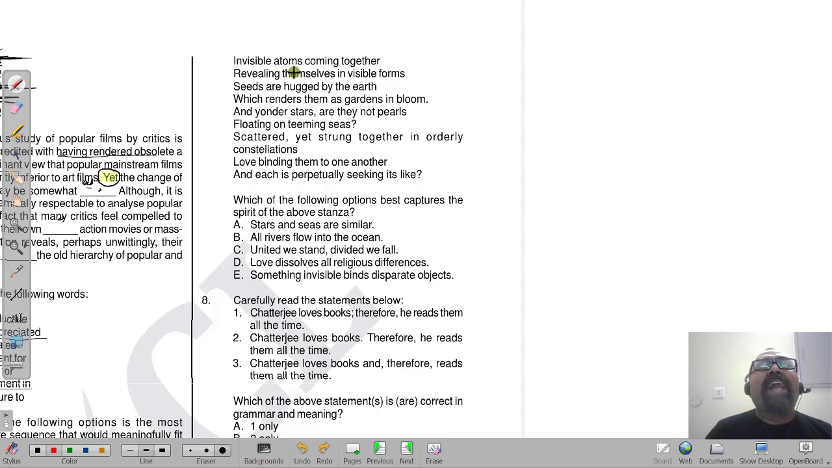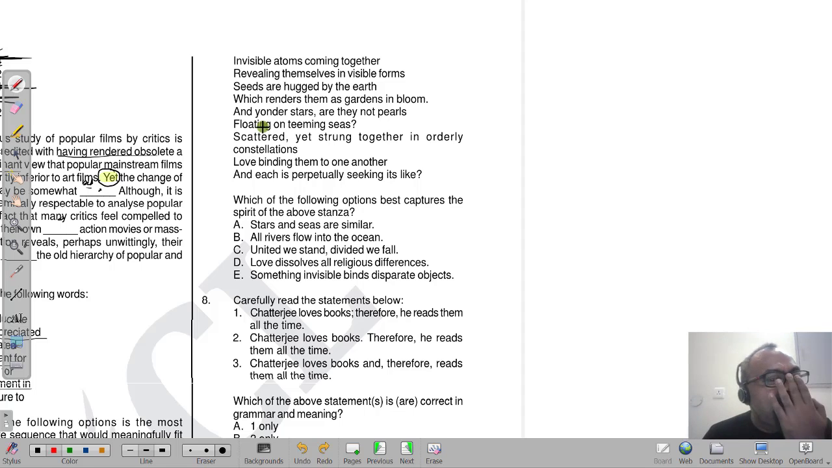Okay, invisible atoms coming together, revealing themselves in visible forms. Seeds are hugged by the earth, which renders them as gardens in bloom. And yonder stars, are they not pearls floating on teeming seas? Scattered yet strung together in orderly constellations, love binding them to one another, and each is perpetually seeing its like.